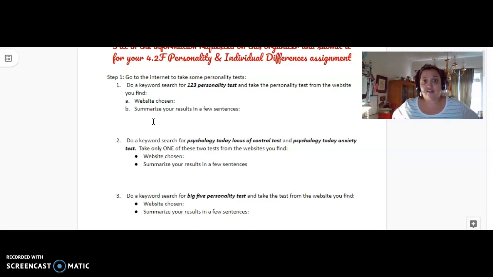Sometimes you'll take these tests and they'll say, here's your free results, but if you want to pay more, don't pay more. Okay, just use the free results. That's all you need. You should not have to pay any money to take these tests. If they're telling you you need to pay money for your results, go to a different site. Most of these should give you at least some basic results.